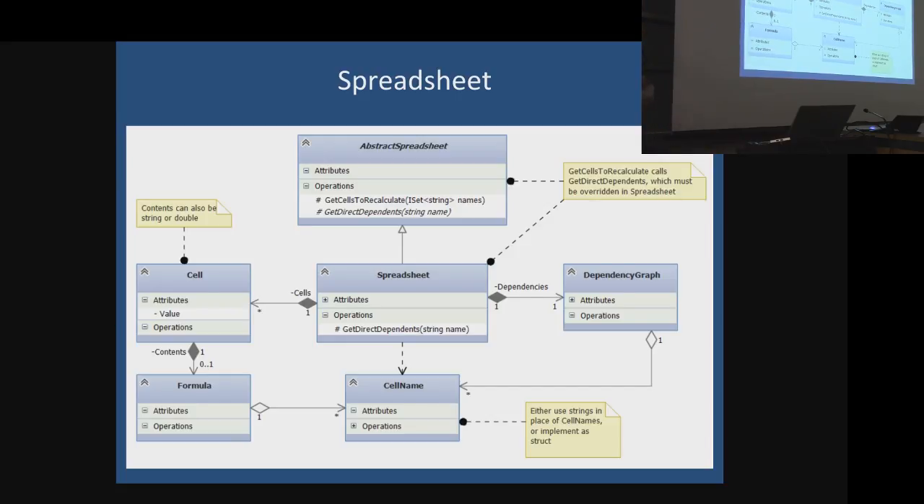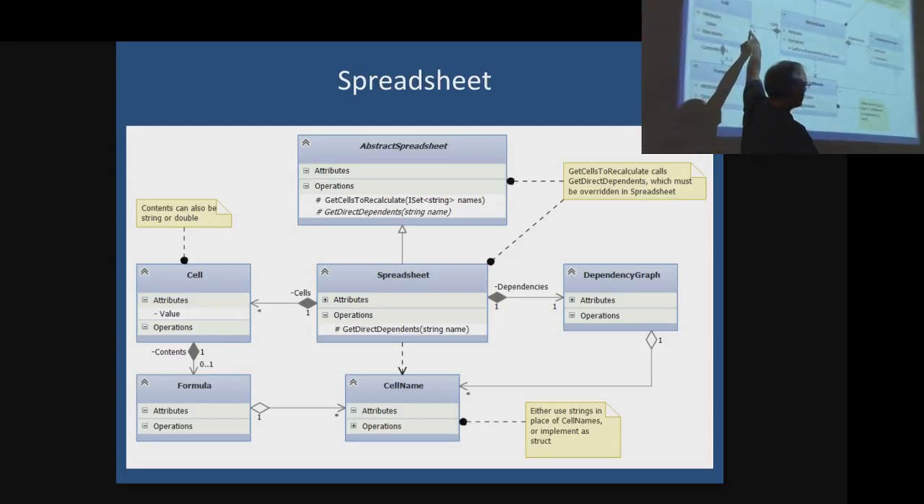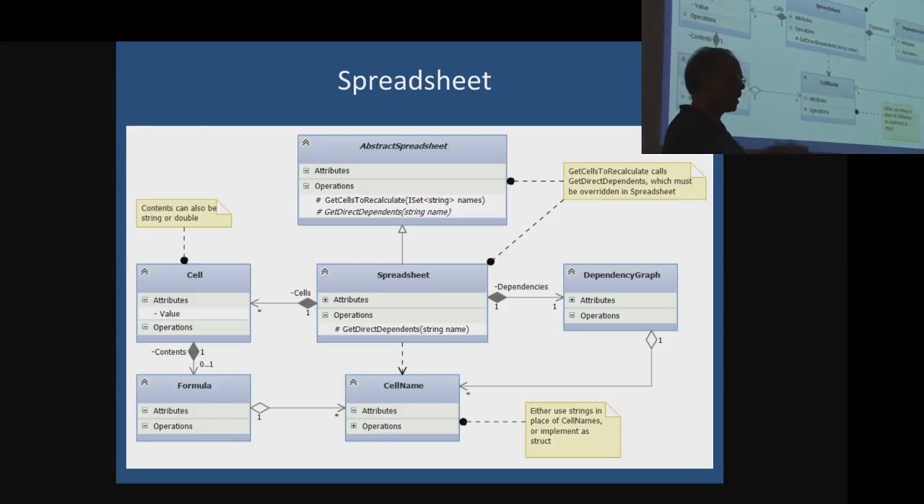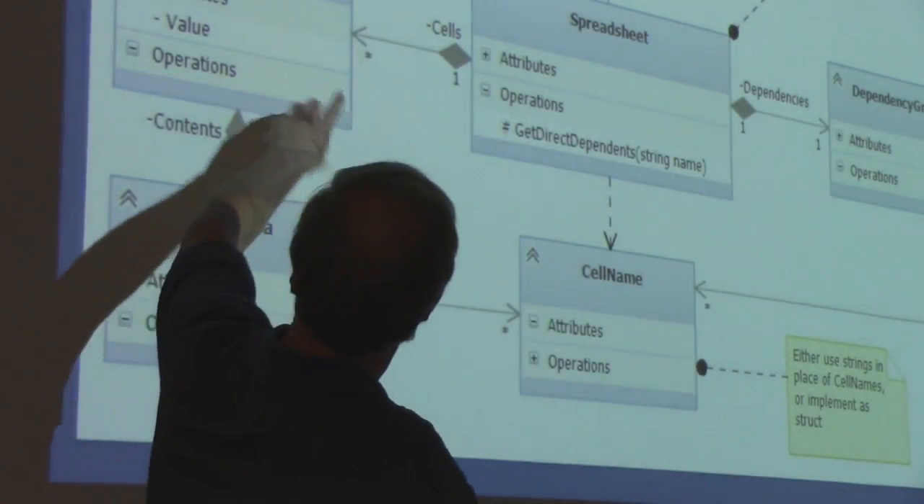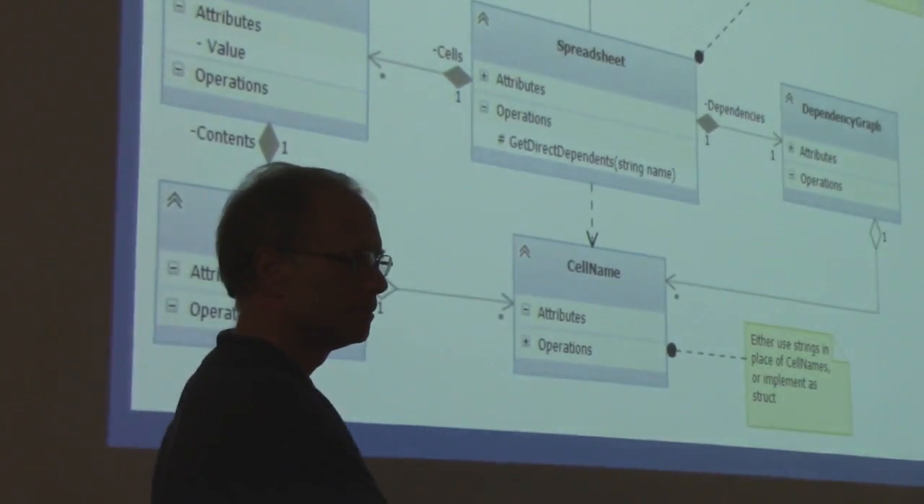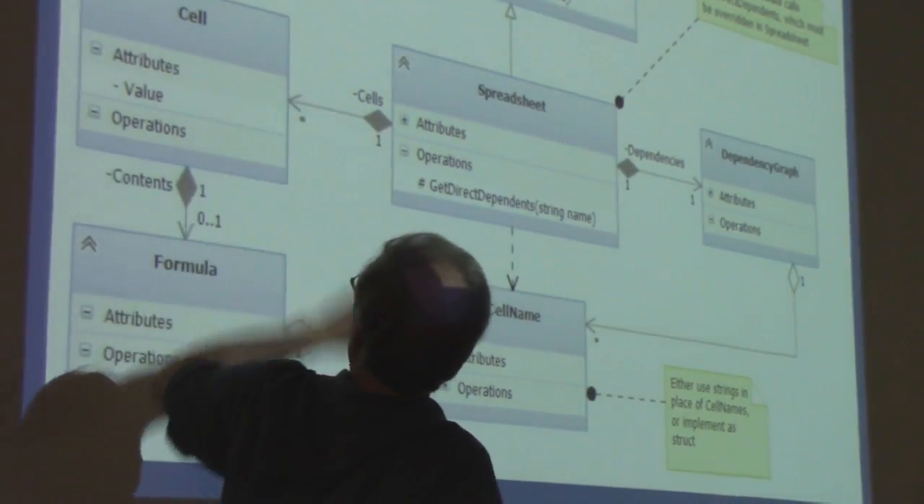Spreadsheet along with cell and dependency graph. If there was no spreadsheet, there would be no dependency graph in a cell. So the spreadsheet contains 0 or more cells. And I shaded that in to emphasize that a cell cannot exist independently of the spreadsheet. On the other hand, a cell is contained by only one spreadsheet. So spreadsheets are going to contain cells.